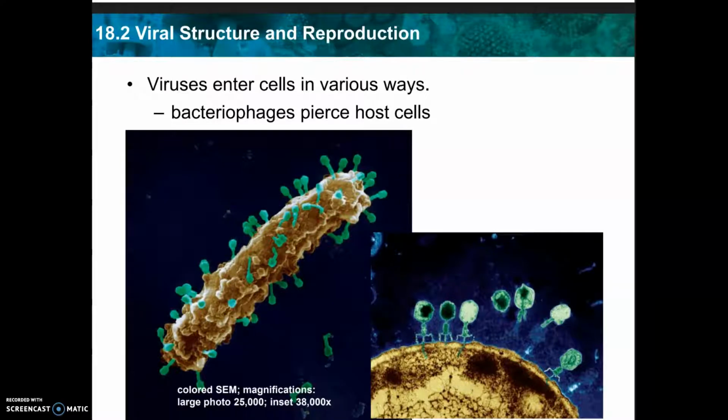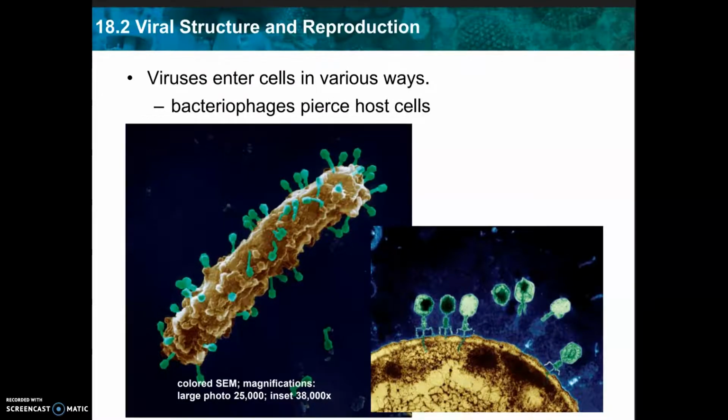All right, we are going to be transitioning into the reproduction of a virus, but before we can go over that, we have to discuss how a virus enters its host cell. So a virus enters a cell in different ways. If we look at bacteriophages, remember bacteriophages infect bacteria. These pierce the host cell, as you can see in this image, where the viruses are painted in a neon green and the bacteria is almost a rusty orange color.